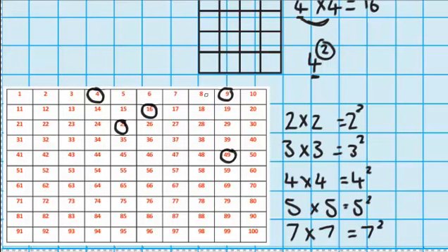Now we could go through and write all of the square numbers in here, but because we're a little bit short on time, I'm just going to zap through and put them all in. So now you can see we've got all our square numbers up to 100.